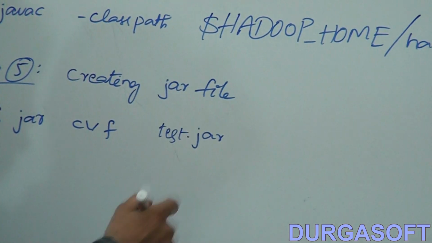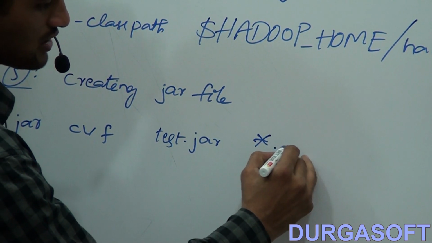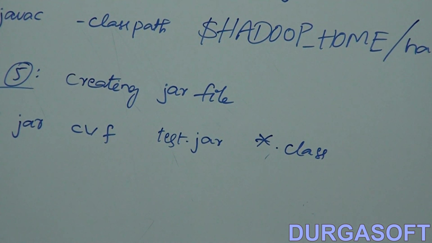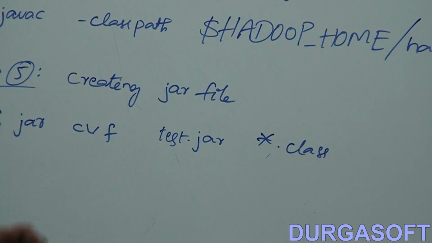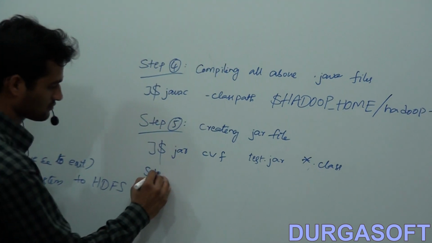What did I want to keep in that jar file? I wanted to keep all my dot class files, so I'll give star dot class. Why am I giving star dot class? All dot class files will be taken if you give star dot class.